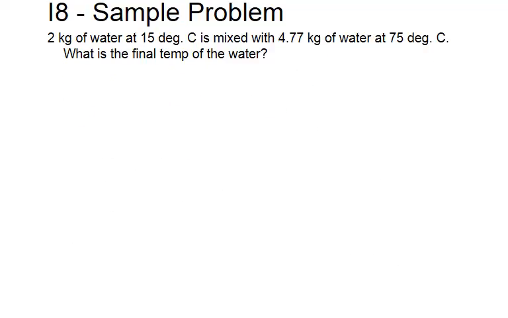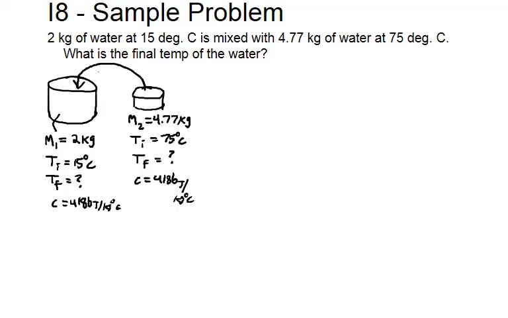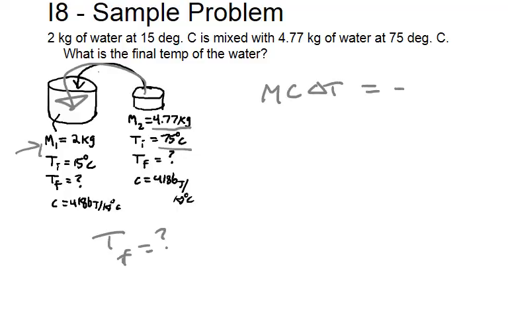All right, so on this one here, we're going to mix 2 containers of water. We can write out the variables here. We have this water here, mass 2 kilograms, at 15 degrees, and then we have the other one, which is 75 degrees Celsius water, and we're going to pour this one into this one, and we want to find the final temperature. Again, we use specific heat capacity, or really the calorimetry equation, mc delta T.